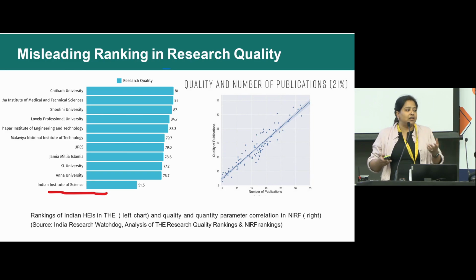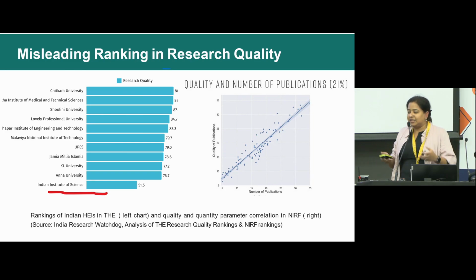So you can already understand that there is something going on in the system that's not favoring what we should count, or what we should do. As I already mentioned, quality and quantity go hand in hand. If you publish a lot, your quality also goes up, and you score almost 100% in those parameters in the university ranking, in the NIRF.